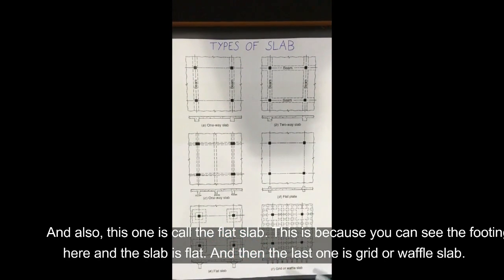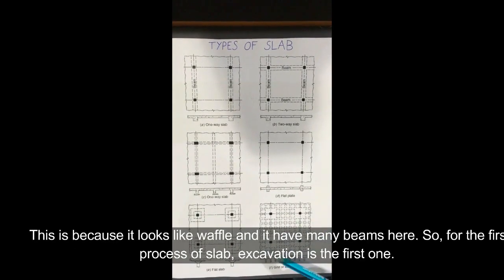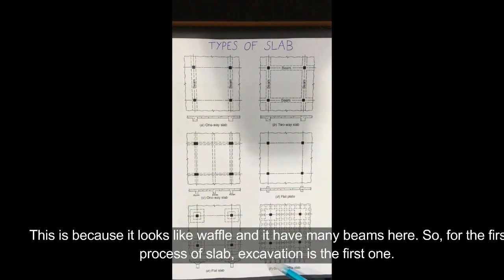And then the last one is grid or waffle slab. This is because it looks like a waffle and it has many beams here.